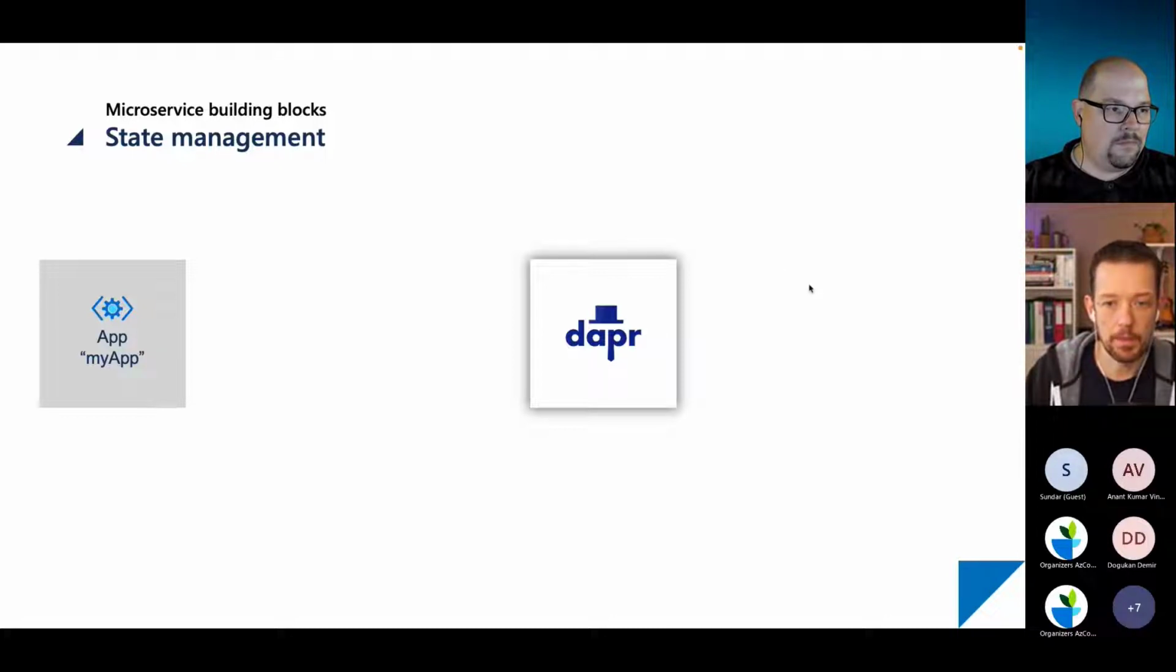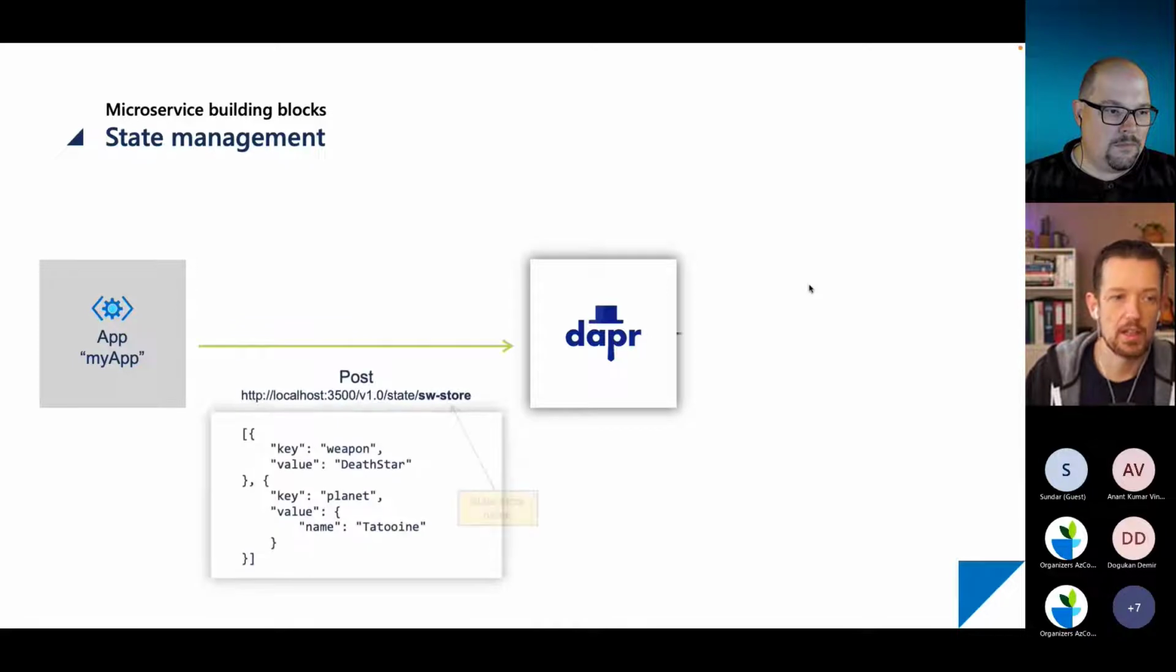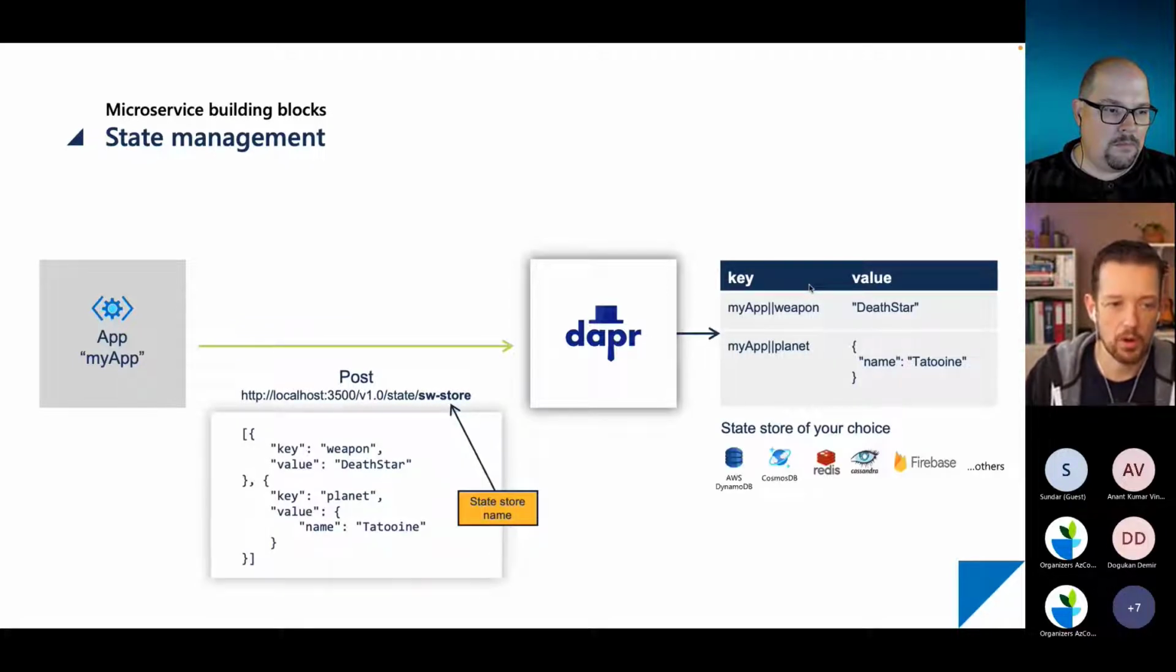And then the application, if it wants to store some state, of course, we simply make a simple call to the Dapr sidecar. Now that URL includes the name of the state store that we want to use. And in the request message, you can see the key value pairs that we want to store. And those values can be simple. So for example, here the key is weapon and the value is dead star, which is just a simple string, or it can be more complex. So in this simple key is planet and the value is a JSON document, which itself has a name property set to Tatooine. So you can store any JSON in the values.